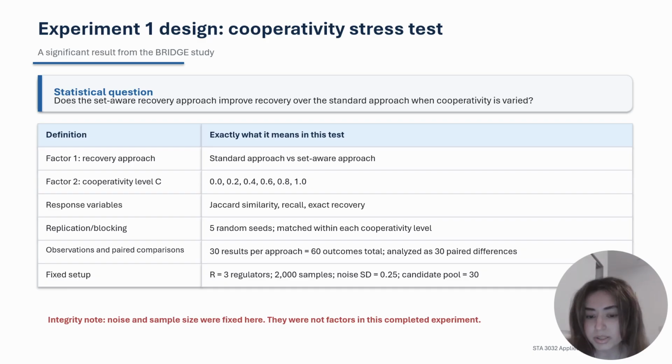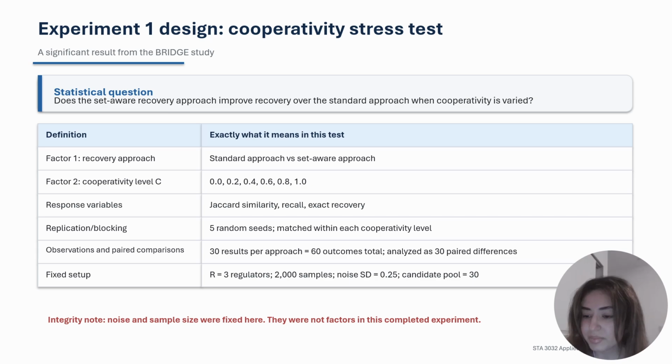So now the experiment one design, let's discuss that in more depth. The first completed experiment that I tried in my research was a cooperativity stress test. The statistical question was, across the 30 seed cooperativity conditions, does our model approach the problem and produce higher recovery than the standard approach?